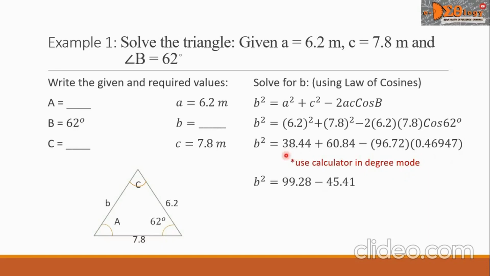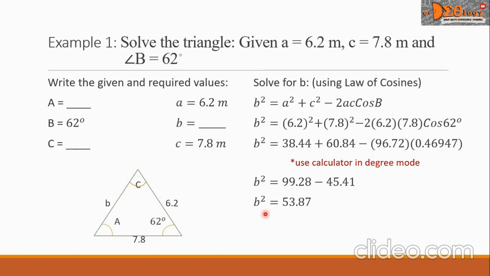Simplifying further, we get the sum of 38.44 and 60.84. We have 99.28. Then minus the product of 96.72 and 0.46947, which is 45.41, rounded to 2 decimal places. We will get the difference.